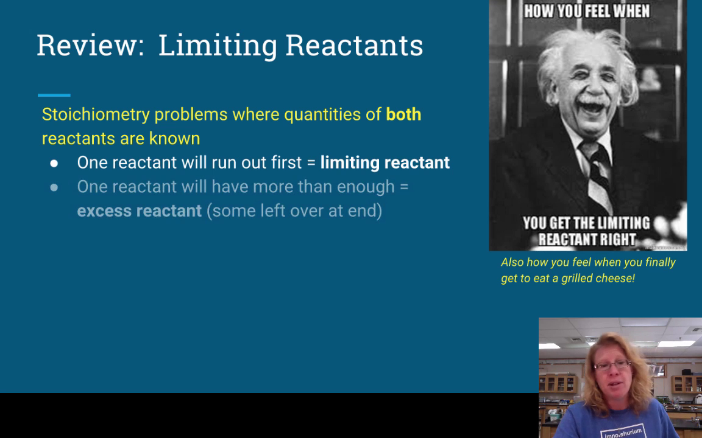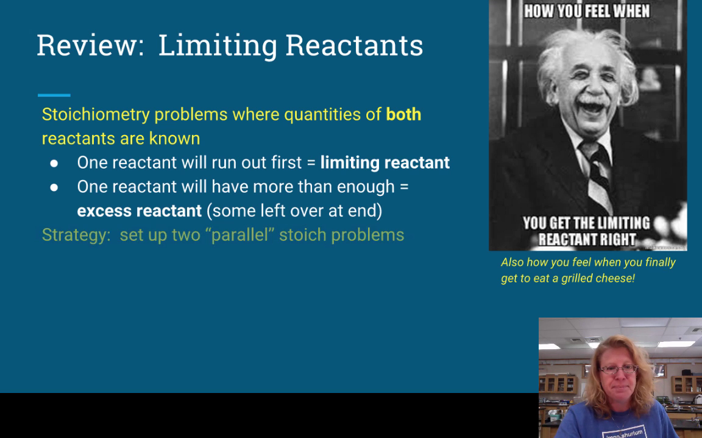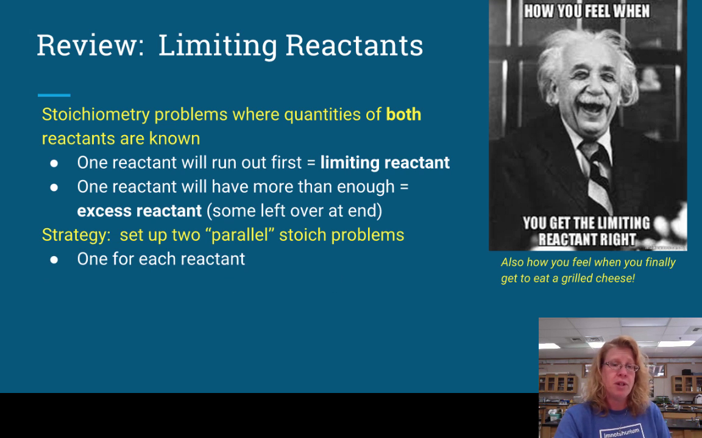It limits the amount of product. The other one will be left in leftovers. We'll have excess of it, so that one is called our excess reactant at the end. And we're usually less excited about the excess reactant than we are about the limiting reactant. Our strategy when we're solving these problems, you always do 2 parallel Stoich problems where they have the same format. Reactant number 1 to the product and reactant number 2 to the product. And when you set these up, make sure you're doing 1 for each reactant. Always go to the same product.